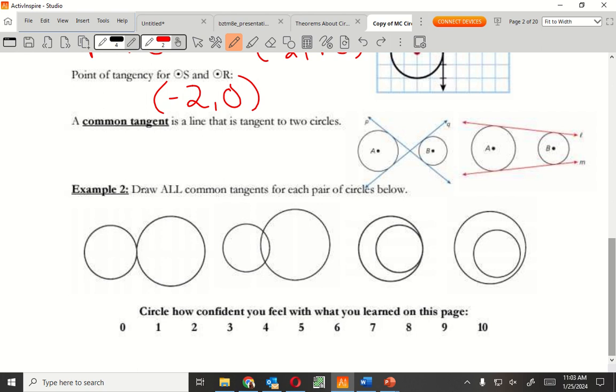No. Yes, they do. They touch. Do they touch? So they have a point of tangency, don't they? Okay, we have that too. So we would have a point right here as my point of tangency.